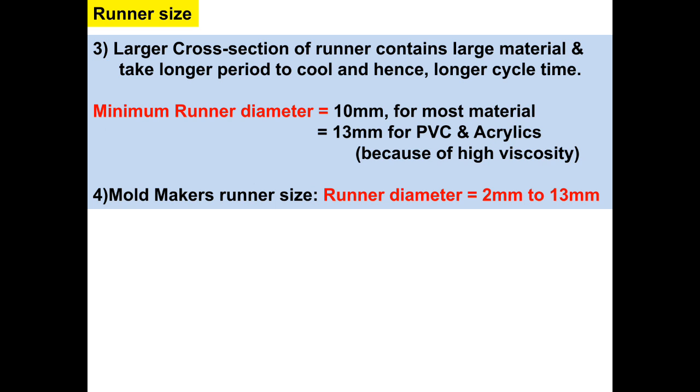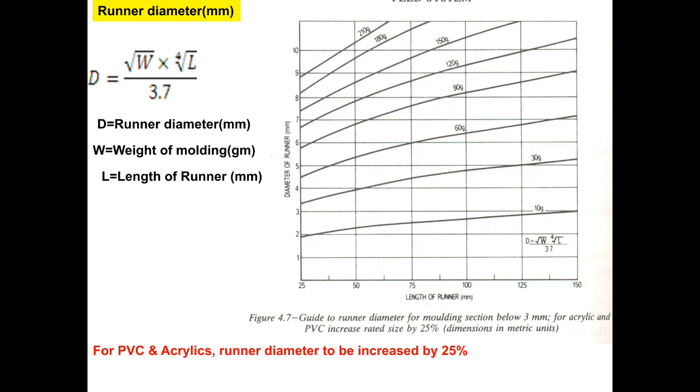Runner size: the minimum diameter recommended is 10 mm for most materials and 13 mm for PVC and acrylics, because of the high viscosity of PVC and acrylic materials. So the mold maker's runner diameter varies from 2 mm to 13 mm. By this formula, you can find out the runner diameter.